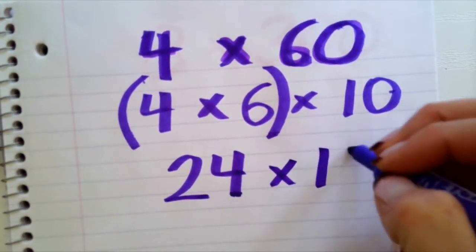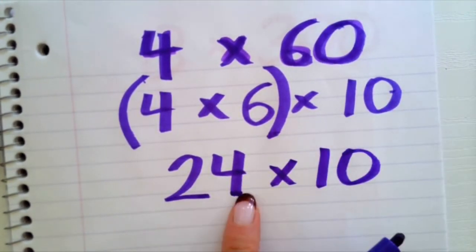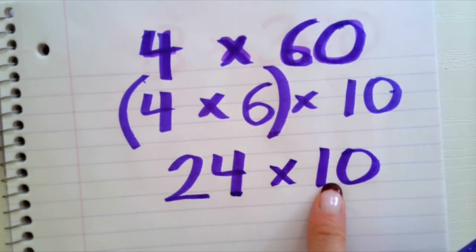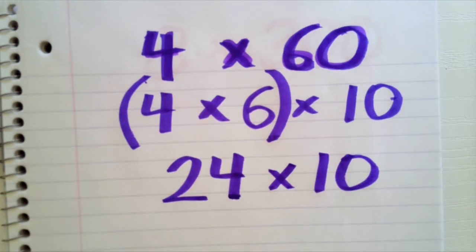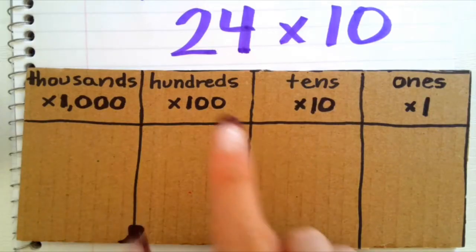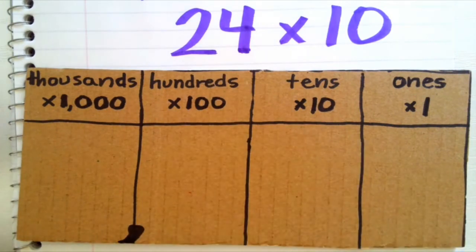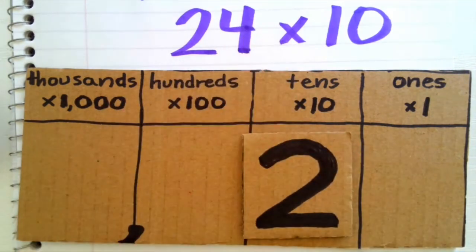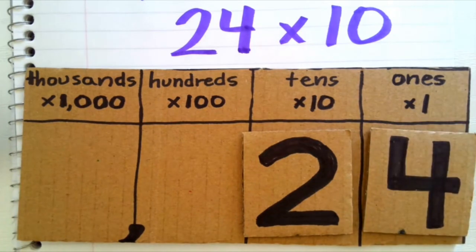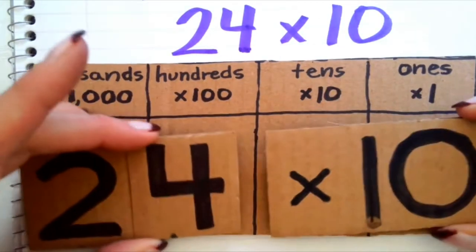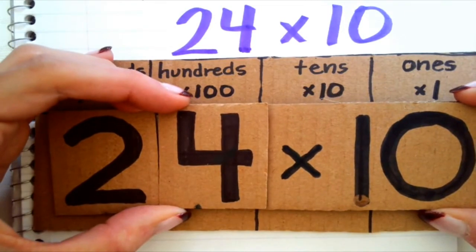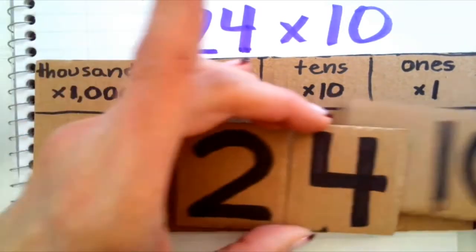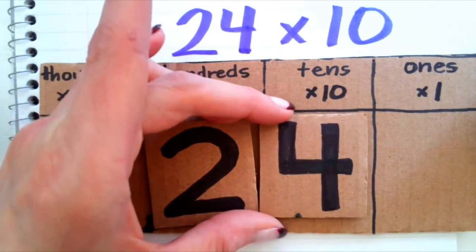Now let's bring the times 10 down. And we have 24 times 10. What happens when we multiply 24 times 10? Let's remember what 24 looks like in a place value chart. 2 10s and 4 1s. What happens if we multiply that by 10? Remember, when we multiply anything by 10, all the digits move up to the next place value.